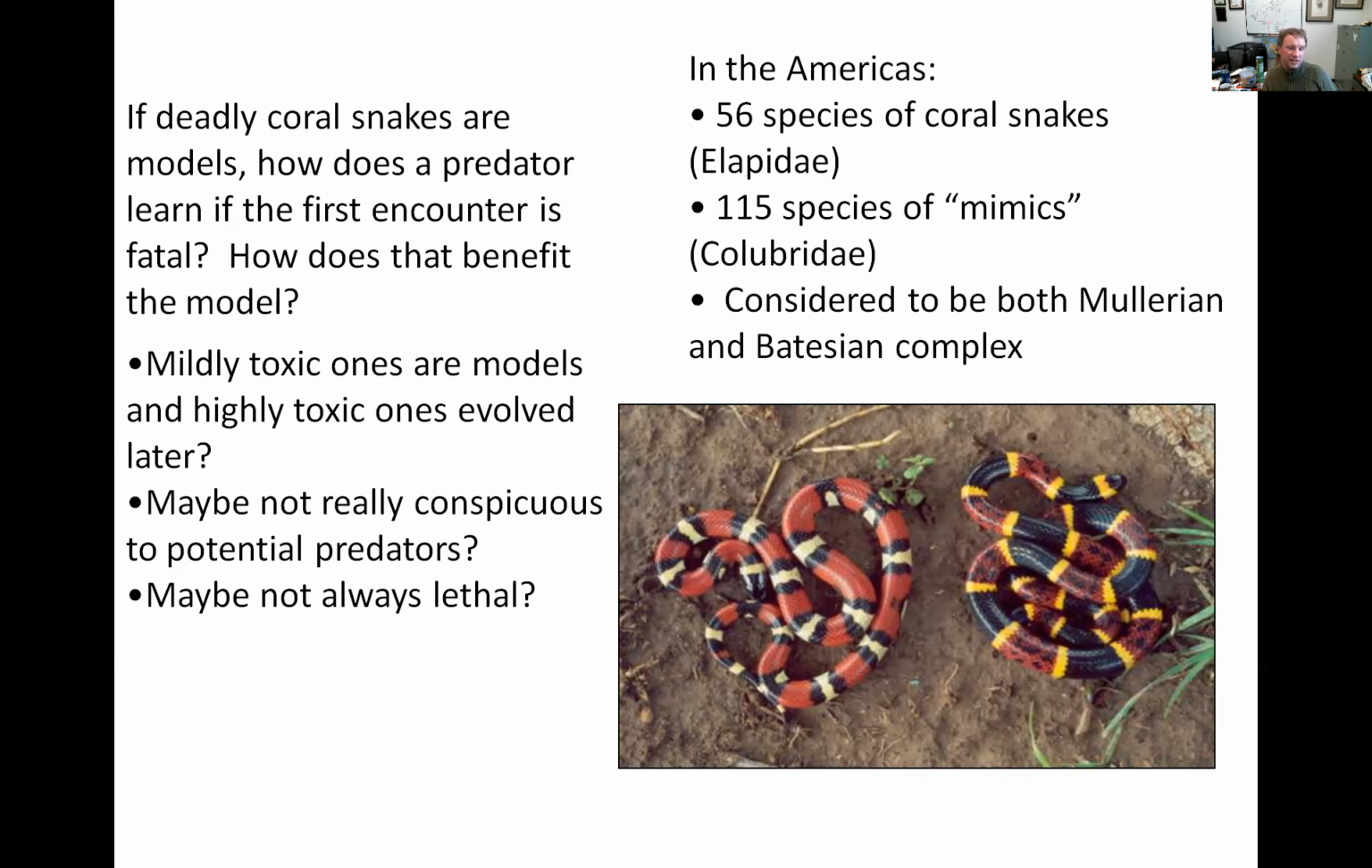So one possibility is that mildly toxic models are the first ones, and then later they evolve to be highly toxic. If they're mildly toxic, the predator could learn and say, oh, I'm never going to do that again, but the predator doesn't die.